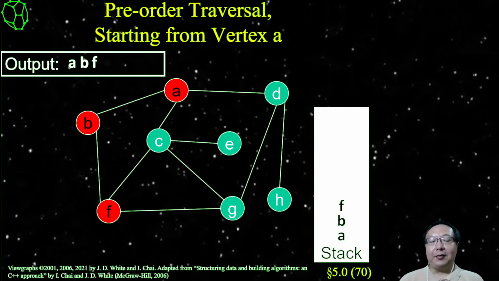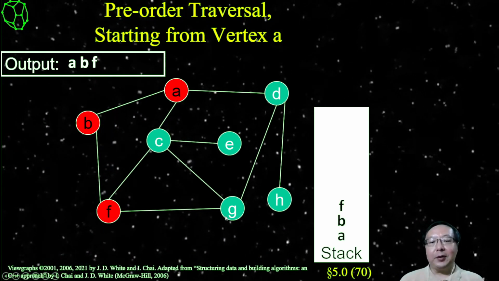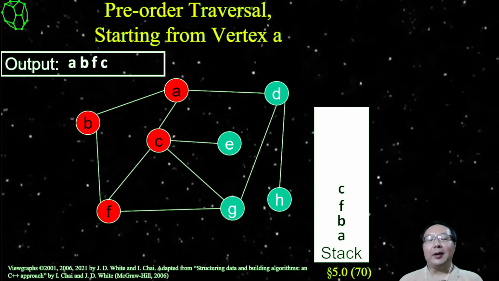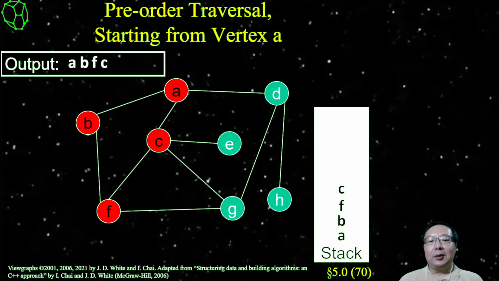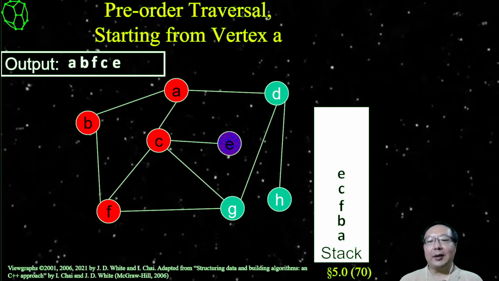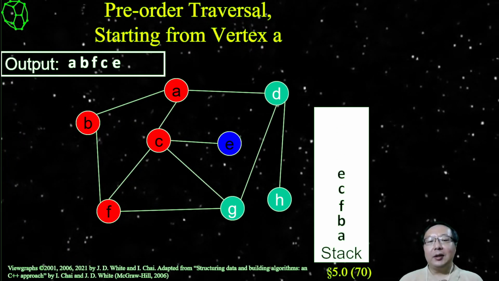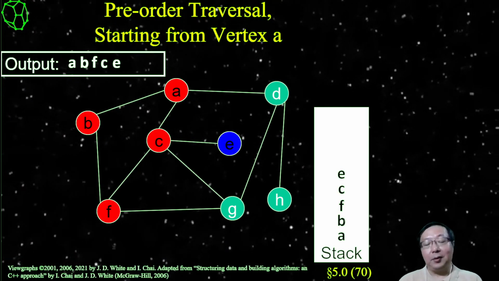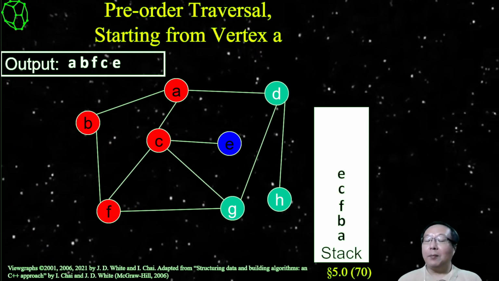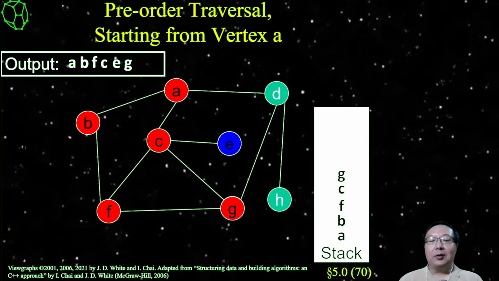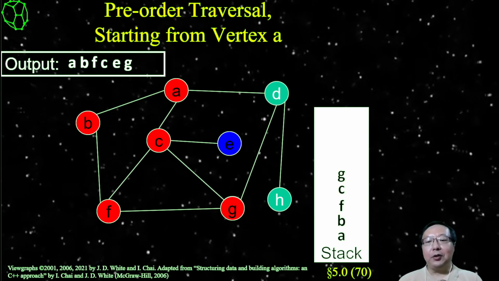And then now we're at F. So we'll process C first because it's first before G. So we process C, put C on the stack. And at C, we will go to E before we go to G. So we go to E first, we push E on the stack. And then we realize E has no unprocessed nodes connected to it. C is already processed. So we're going to pop E off the stack and go back to C and continue where it left off, which is now going to G.